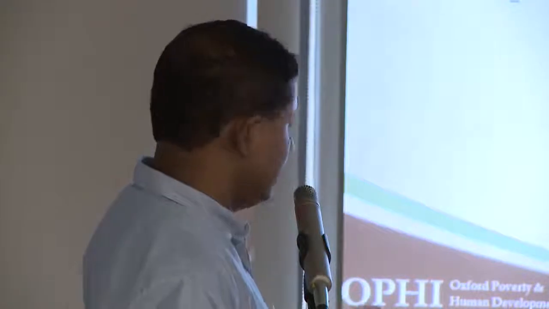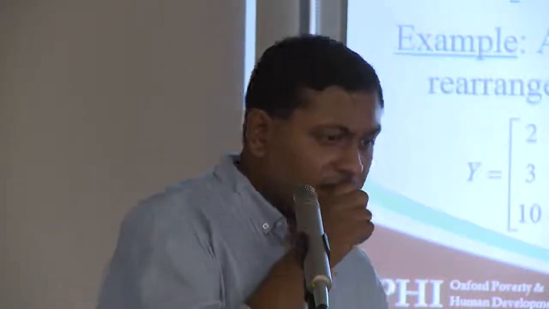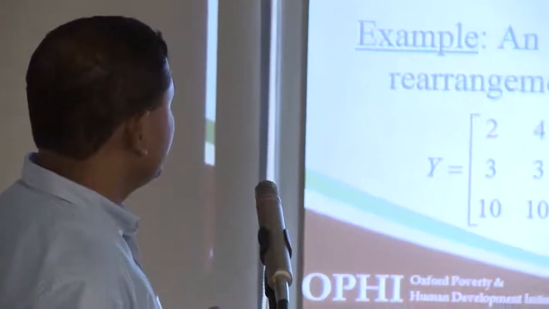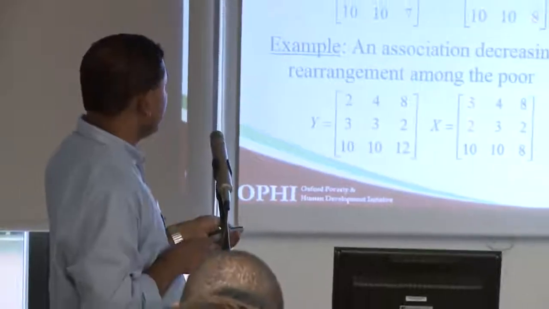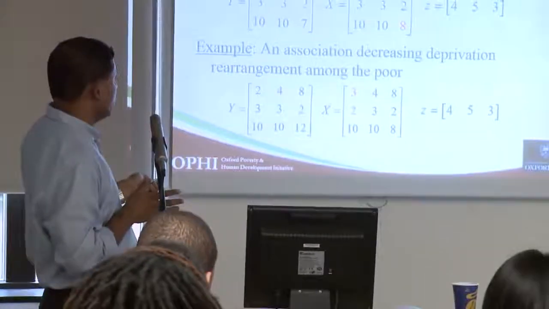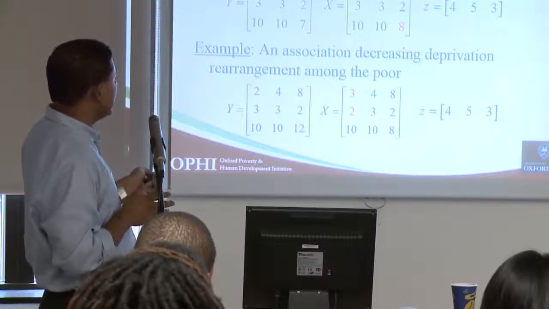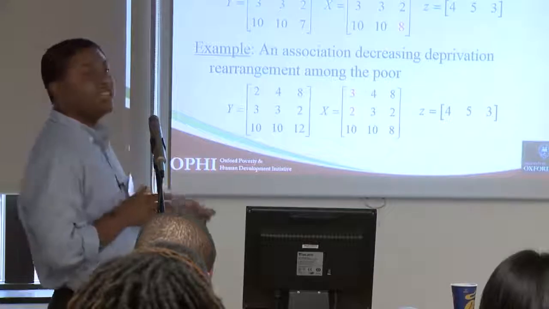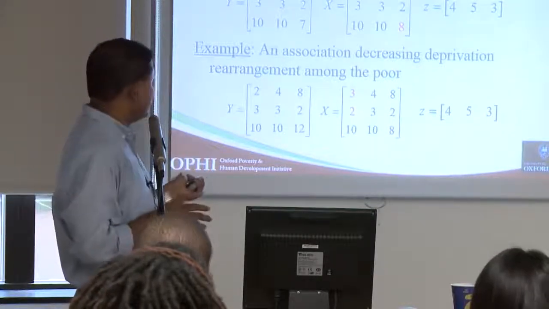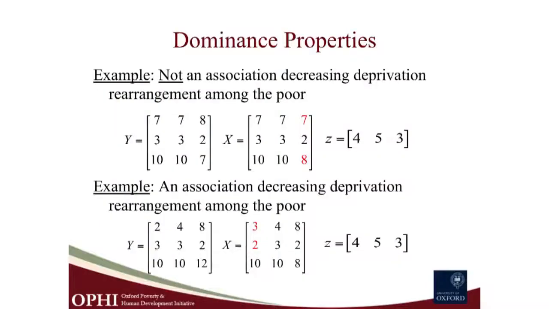On the other hand, this is an example where you have this person deprived in that dimension, and suppose they are poor, they are identified as poor. So if you have switches like here, then that is called an association decreasing deprivation rearrangement among the poor. And if you have such switches, that should affect poverty, not them.